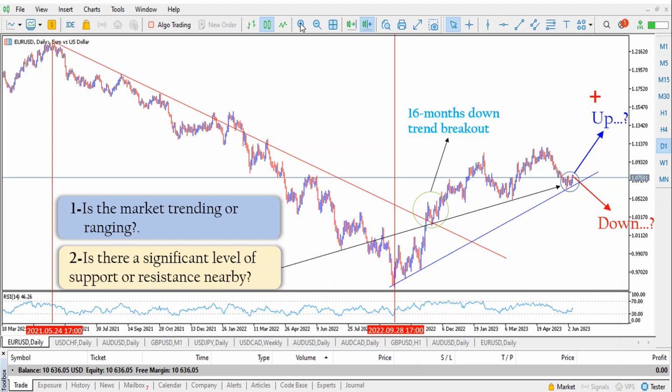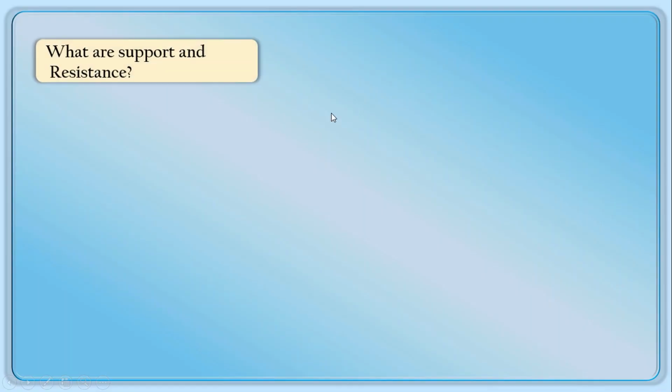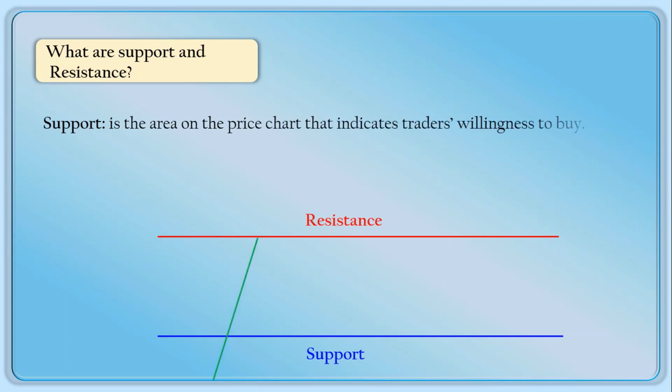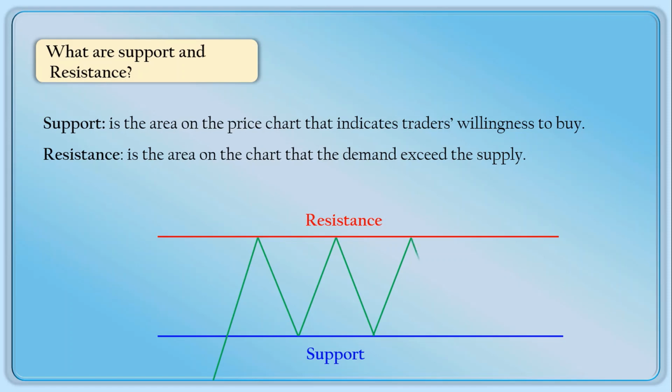If you don't know about support and resistance, it's okay. Briefly, I will explain here in this part. What are support and resistance? Support is the area on the price chart that indicates traders willing to buy. Resistance is the area on the chart where demand exceeds the supply.